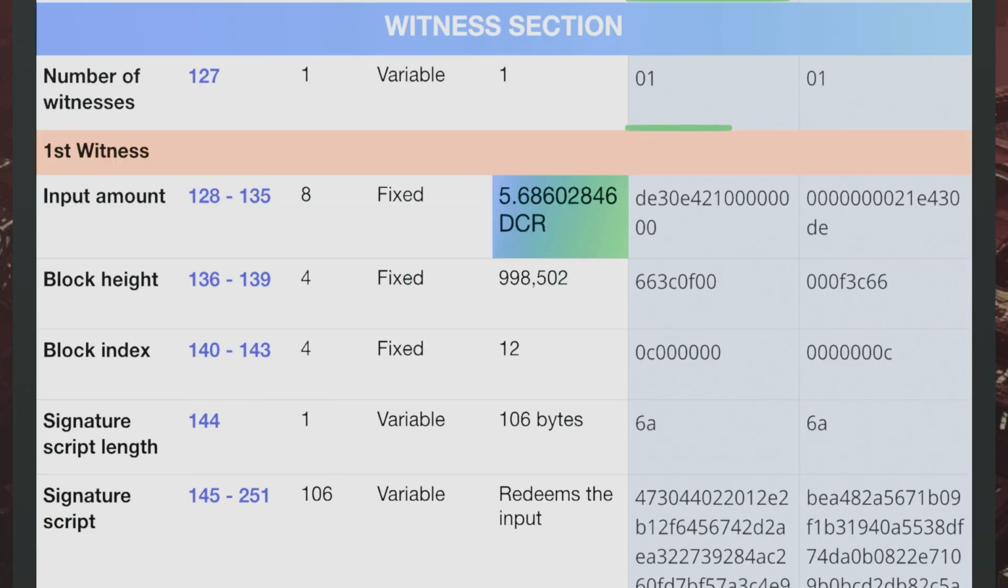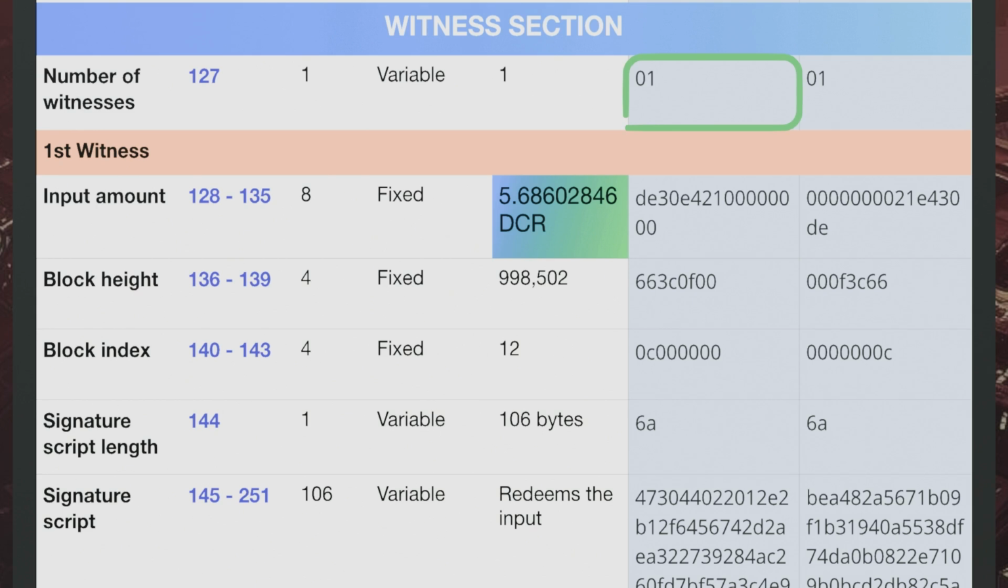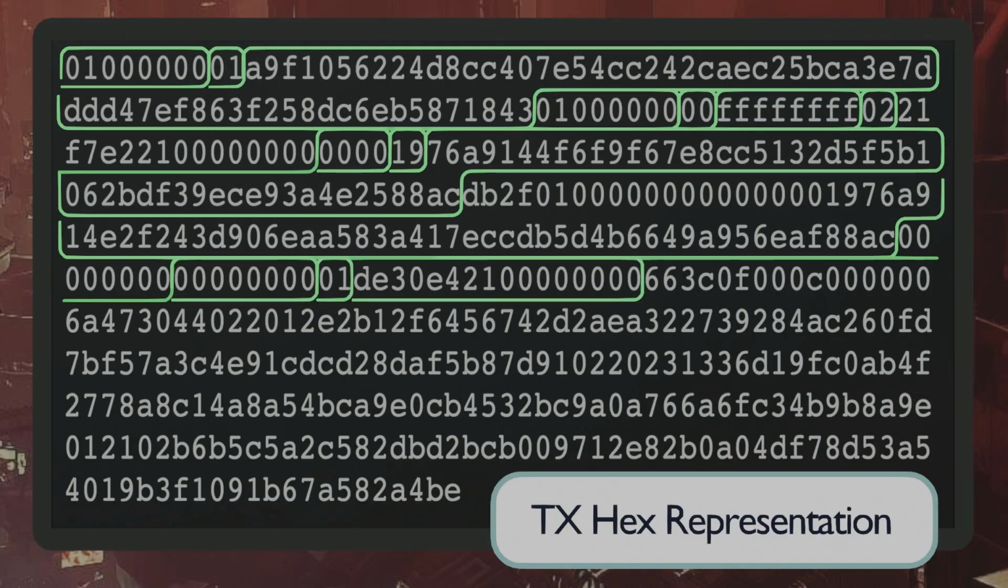Number of witnesses. This transaction has one witness. Like the input and output sections, this field tells the interpreter how many witnesses and their associated fields to process. Each witness contains 5 fields. A witness transaction input contains the data necessary to prove that an output can be spent. The fields include input amount, 5.68602846 DCR. This is the amount of coins that the output being spent transfers.